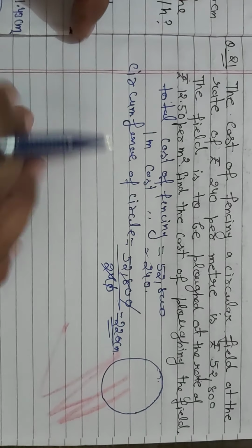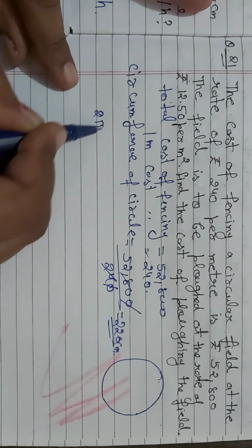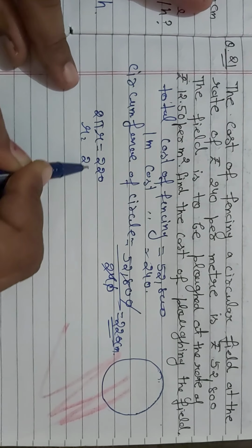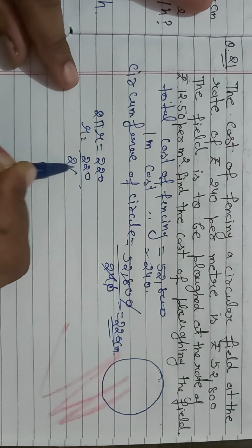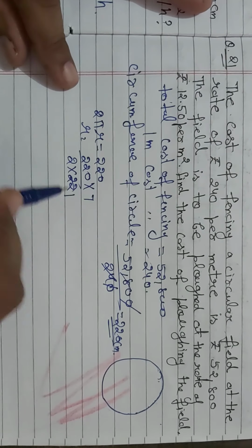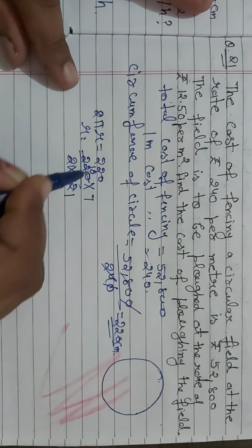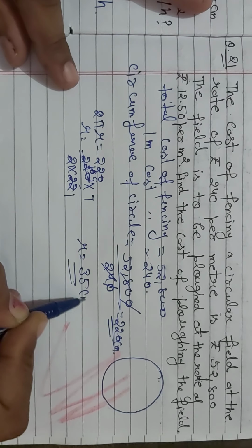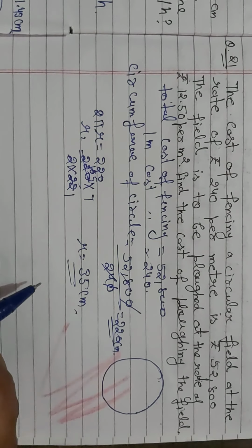And circumference, if r be the radius, then circumference 2 pi r equals 220, and r equal to 220 by 2 pi, and pi is 22 by 7. Okay, 22 cancel, 7 into 5, then r equal to 35. Radius of the circle is 35 meter.